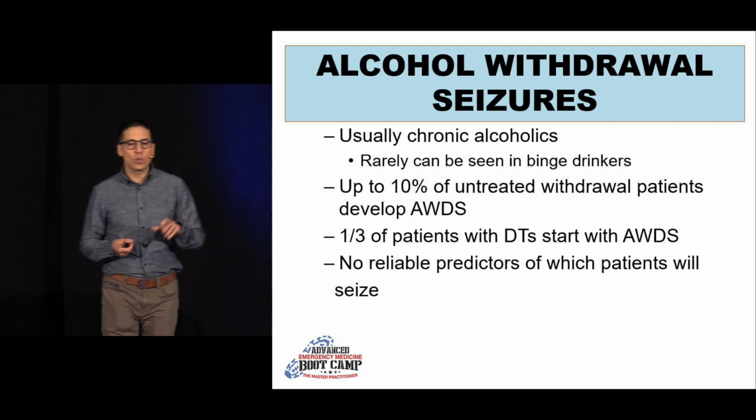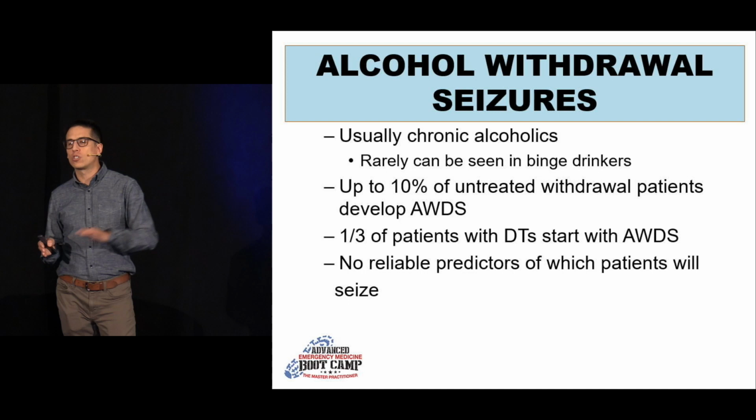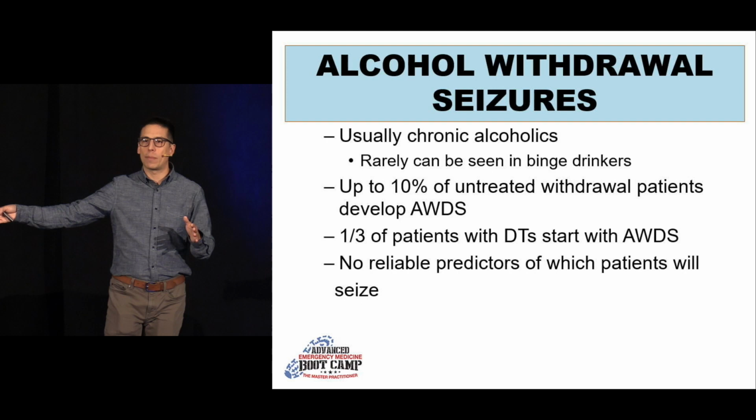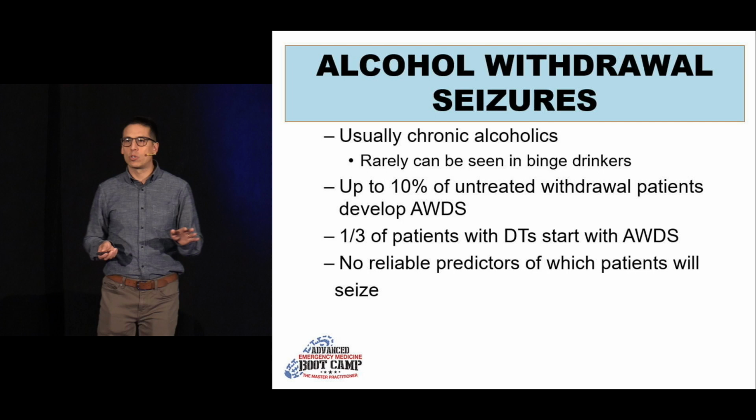It occurs in up to 10% of untreated patients with alcohol withdrawal, and a third of patients with DTs start with this, but it doesn't mean that of all these patients, a third of them will go on to develop DTs, if that makes sense, right? No reliable predictors of who's going to have a seizure. It seems to recur in people if they've had a seizure before they may seize again.